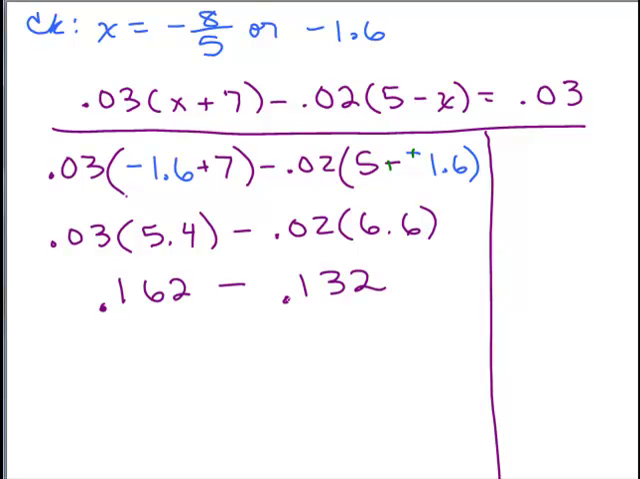That doesn't look like it's going to equal 0.03. I wonder where I made my mistake. Oh, wait a minute. Yes, it does. I was thinking this was a negative sign. So 0.162 minus 0.132 actually is 0.03. That's a relief. Okay, so 0.03 on this side, 0.03 on that side. Yes. So certainly that is a correct solution.